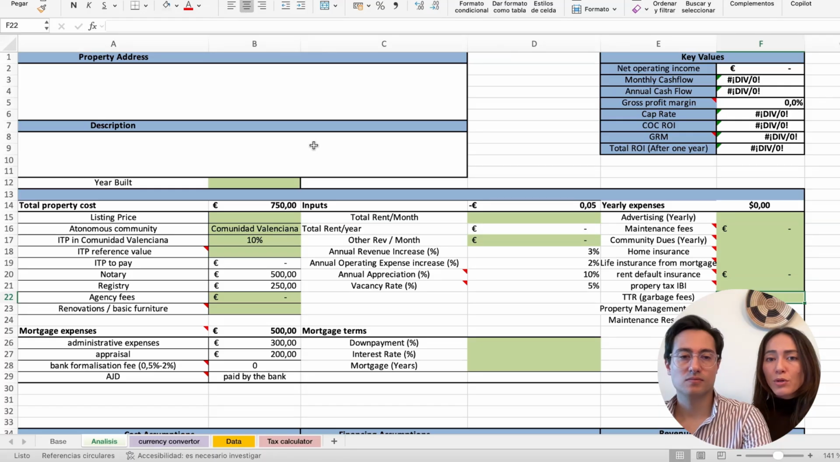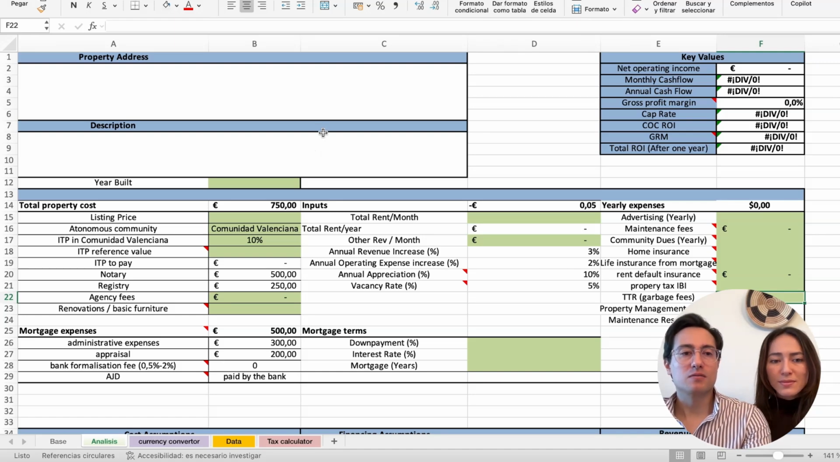Today, we're going to be reviewing one of the properties that we recently purchased for a total of 150,000 euros. This is a 2-bedroom, 2-bathroom in the region of Valencia, close to the beach, 80 meters squared.